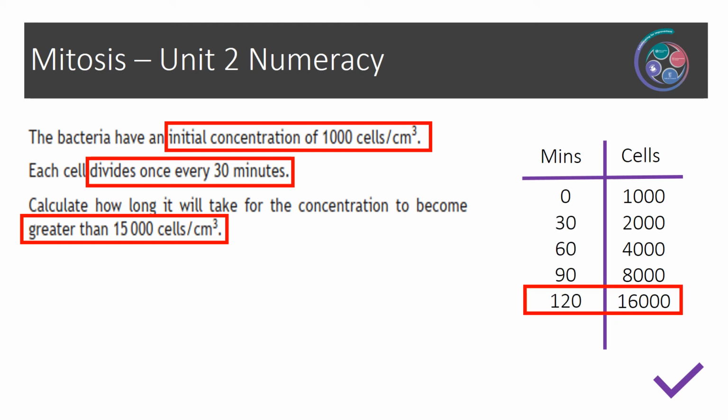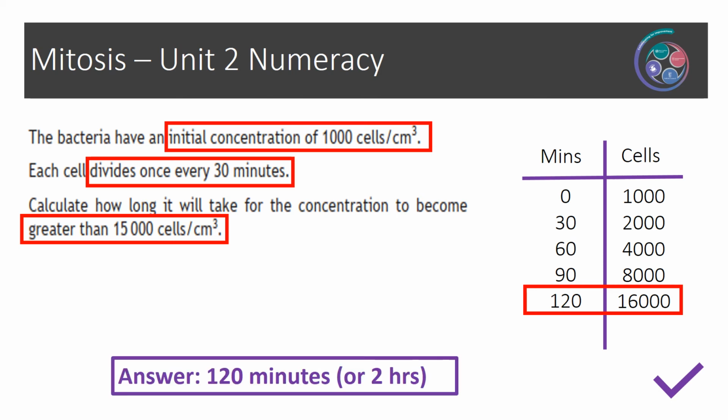On the other side, I know that we divide every 30 minutes. So I've gone up in 0, 30, 60, 90 and 120 minutes. Again, I know to stop here because we have reached a concentration greater than 15,000 cells as stated in the question. My answer for this question should be 120 minutes, or you may have written 2 hours. Both of these would be acceptable.